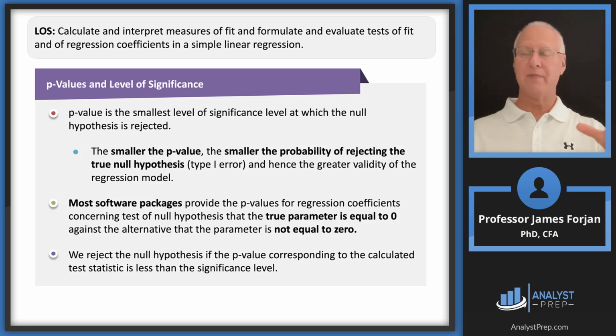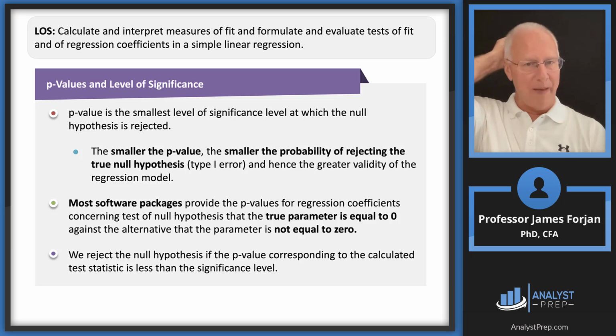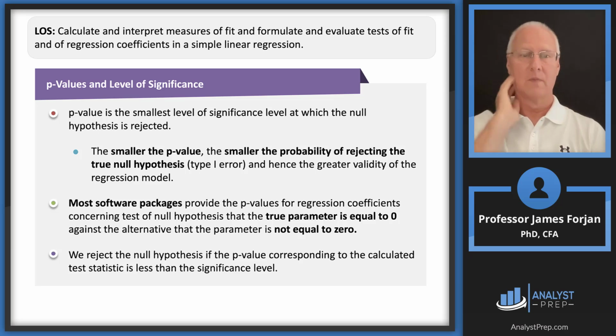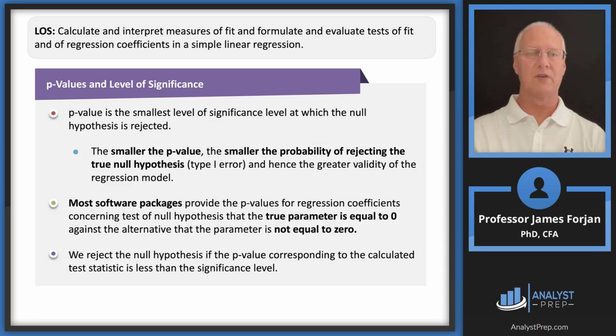Now, all this stuff that we've been doing with tests of the coefficient and in the dummy variable technique, we can summarize that with a p-value. We introduced this concept of the p-value back in part 1. Look at the first bullet point. This is taken from the learning module, but it was also repeated back in part 1. It's the smallest level of significance at which the null hypothesis is rejected.